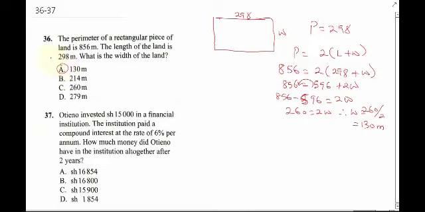Question 37 says, Otieno invested 15,000 shillings in a financial institution. The institution paid a compound interest at a rate of 6% per annum.